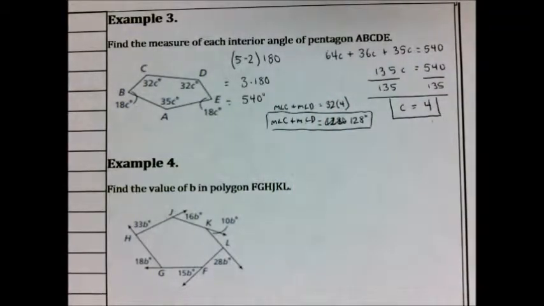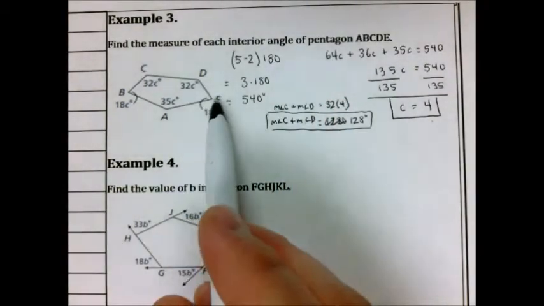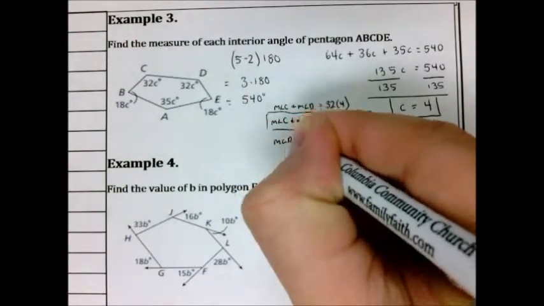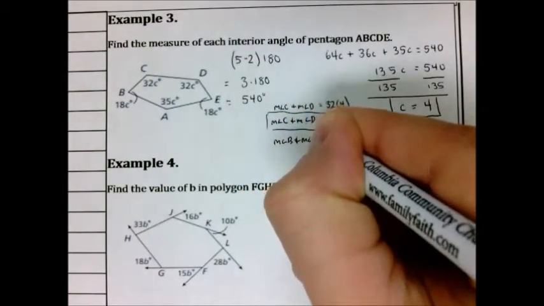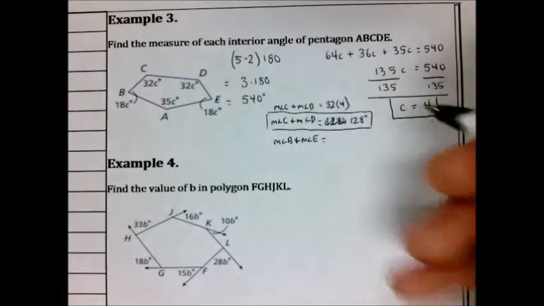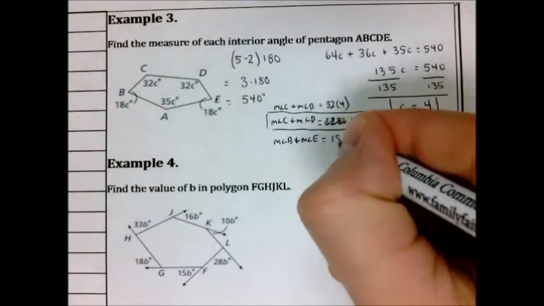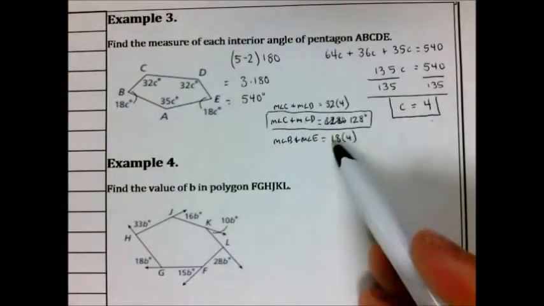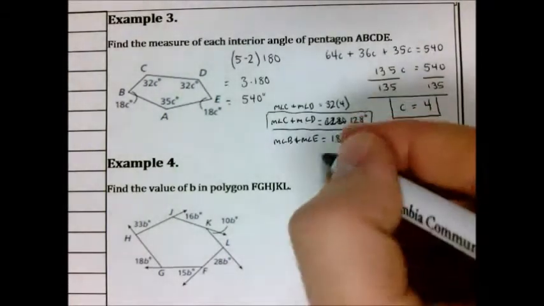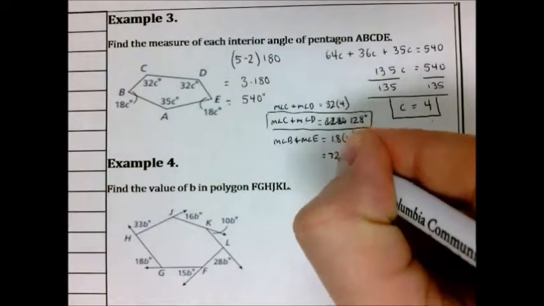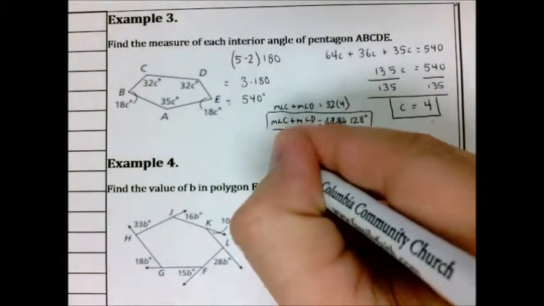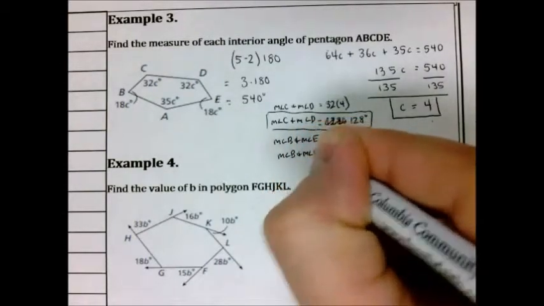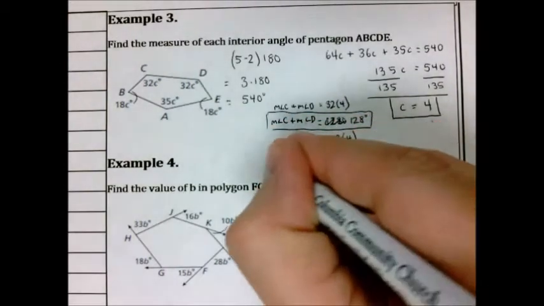Now we do the same exact thing for E and B. We've got the measure of angle B and the measure of angle E, is equal to 18 times C, which again C is 4. 18 times 2 is 36, and 36 times 2 is 72. So that means both of those are going to be 72 degrees. And you can use a calculator for this too if you want to work on your multiplication.